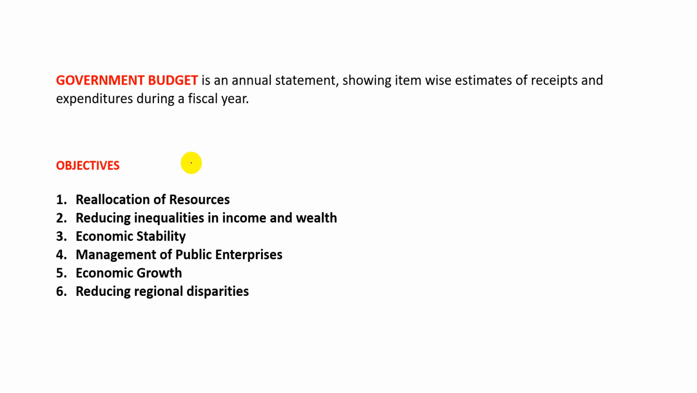Through the budgetary policy, government aims to reallocate resources in accordance with the economic and social priorities of the country. What is economic? Economic is the profit maximization, and social priority is public welfare. Government can influence allocation of resources through tax concession or subsidies.